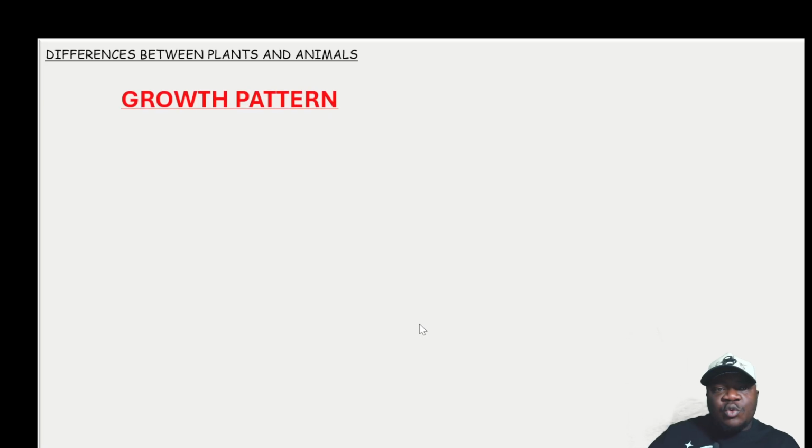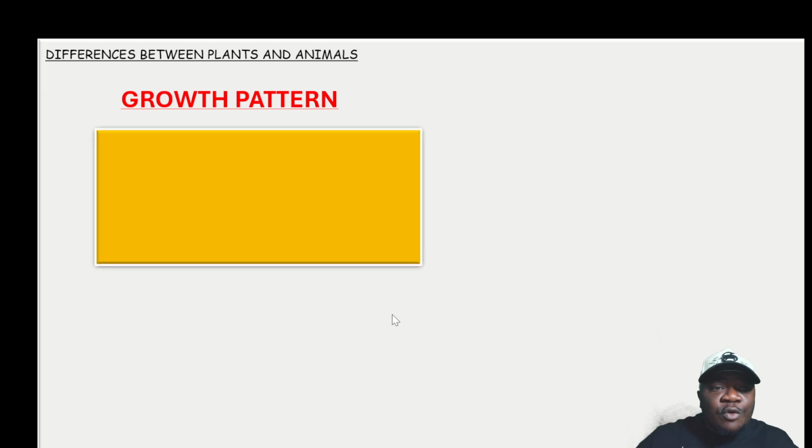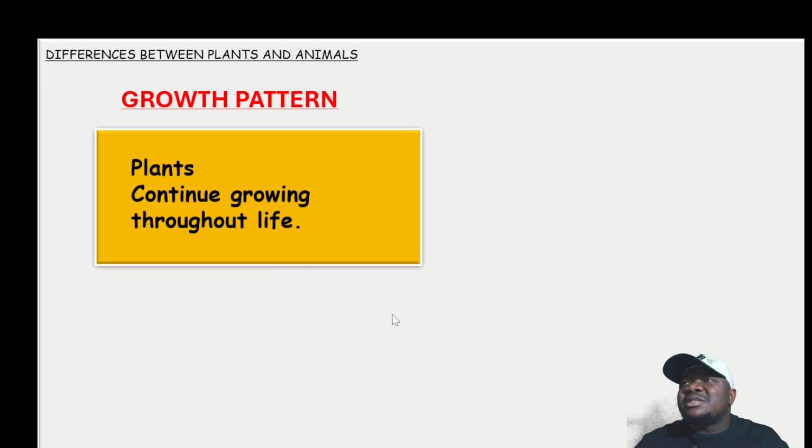So the next one is growth pattern. Plants and animals grow in different patterns. For plants, they tend to grow all through their lifetime. For example, if I cut the stem of a plant, what happens? That stem will tend to regenerate and grow out again. Plants keep growing. If you cut any part of the plant, it grows and gives rise to other branches.